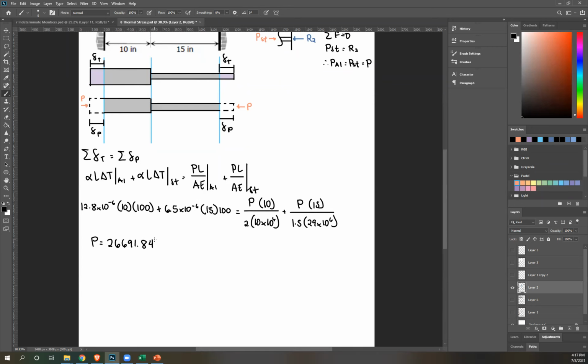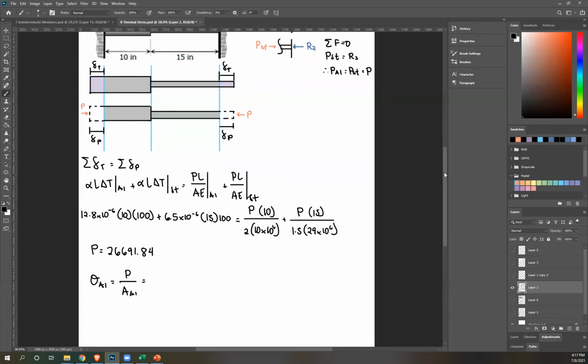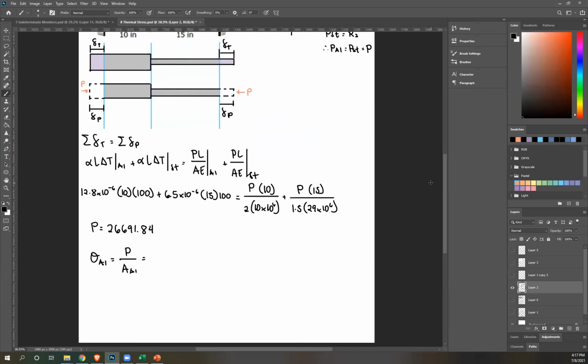Now we're not done. Again, we're looking for stress in each segment. So to get stress in AL, this is P over area AL. And area AL is 2. So what's the answer here? What's stress in aluminum? It's divided by 2. Again, aluminum.